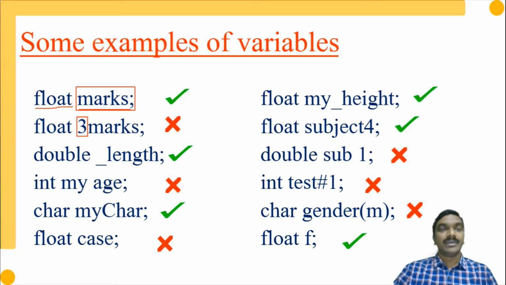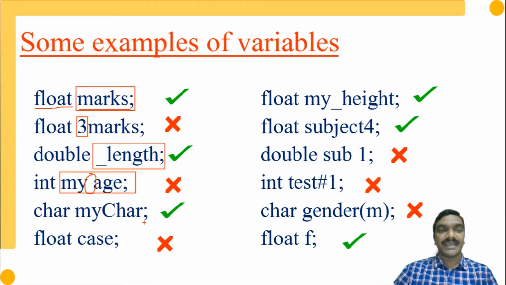Next, double _length. Is it a correct variable name? See, we are starting this one with underscore length. Yes, it is a valid one. We can start the variable name either with alphabets or with the dollar sign or underscore, right? Then just now I told you, int my age, is it a valid one? No, it's not a valid one. Why? Because there is some space here. We should not give space when we give variable names.